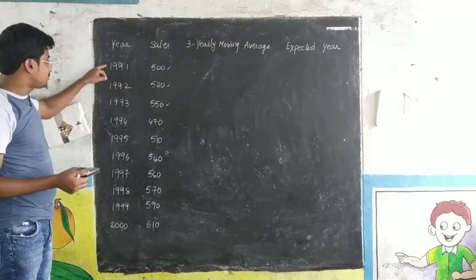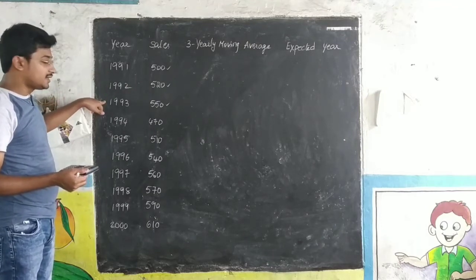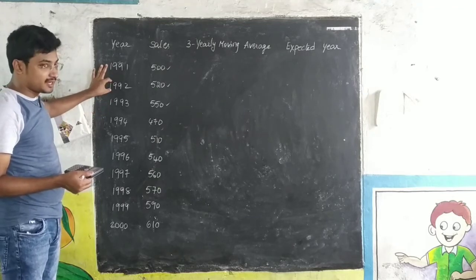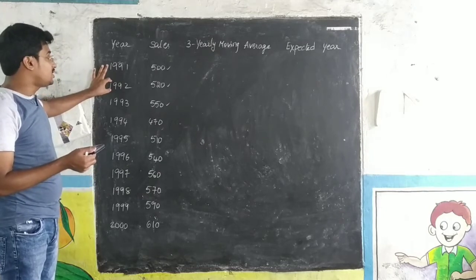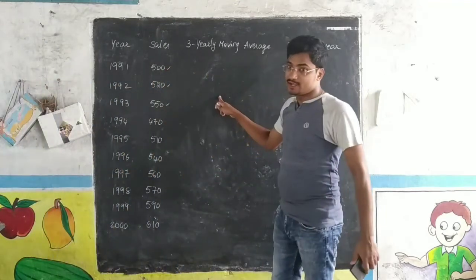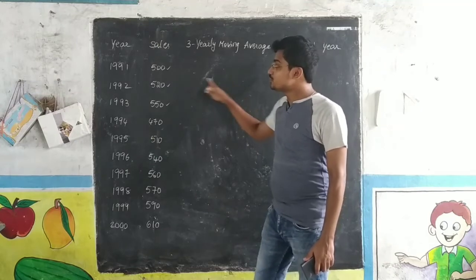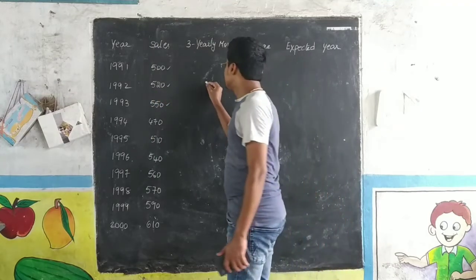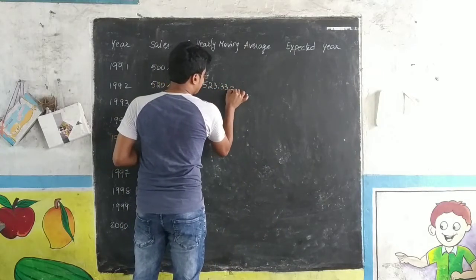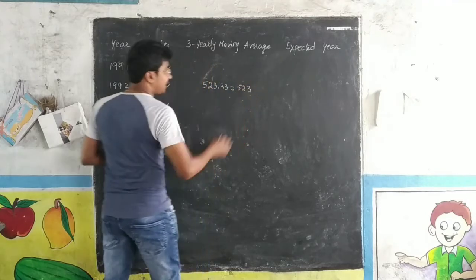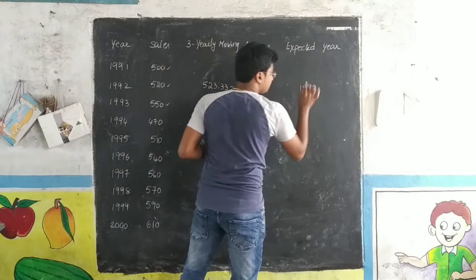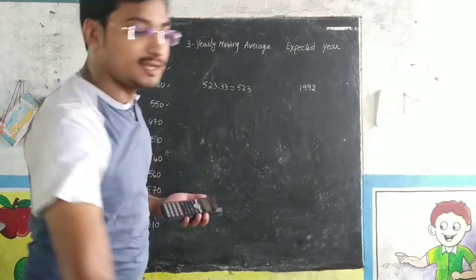What is the middle year of the first 3 years? 1991, 92, 1993. The middle year is 1992. Place the average value 523.33, approximately 523, at the middle year. The expected year is 1992.